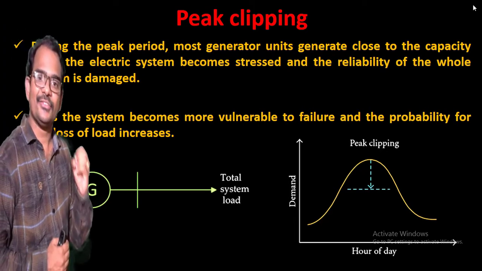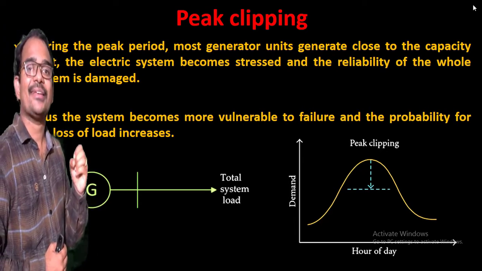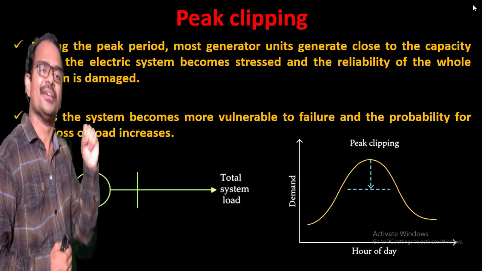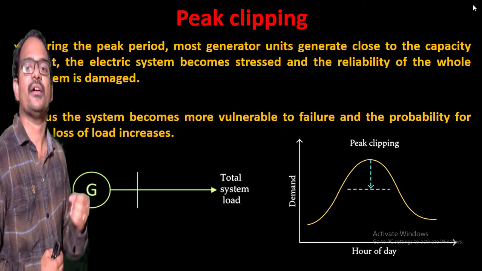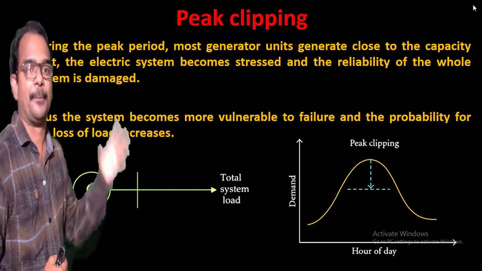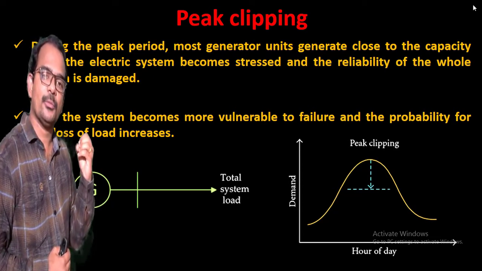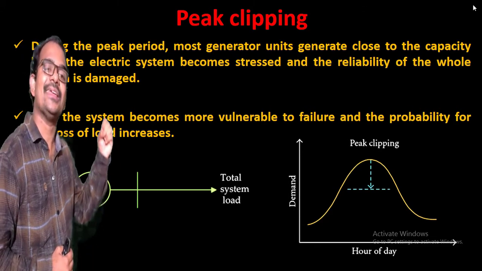So the electrical system, because of this overloading, becomes highly stressed, and the reliability of the whole system is reduced, or you can say damaged. What does reliability mean? Fault tolerant nature is reduced or collapsed. Now because of this, the system becomes more vulnerable to failure, and the probability for the loss of load increases.